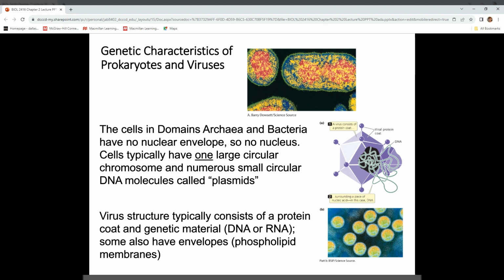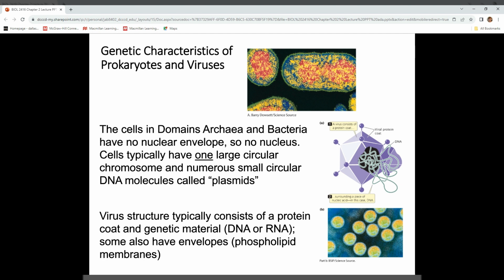But there is a chromosome, and there are also separate, smaller, circular DNA molecules called plasmids that are found inside of prokaryotic cells. The plasmids can vary quite a bit, even between cells of the same species, and they can carry genes which are considered part of that cell's genome.